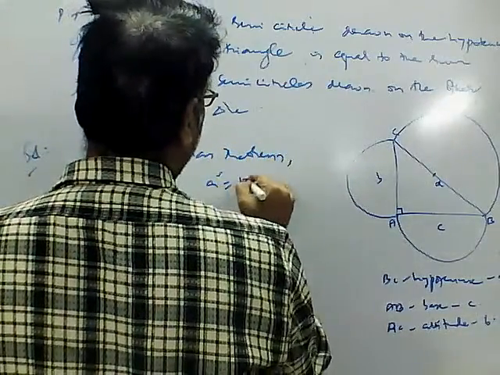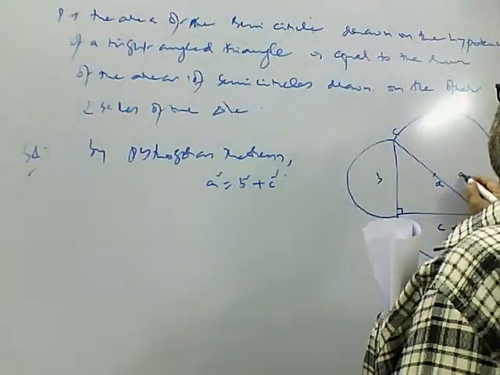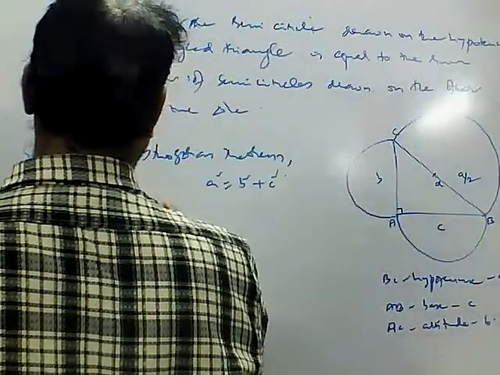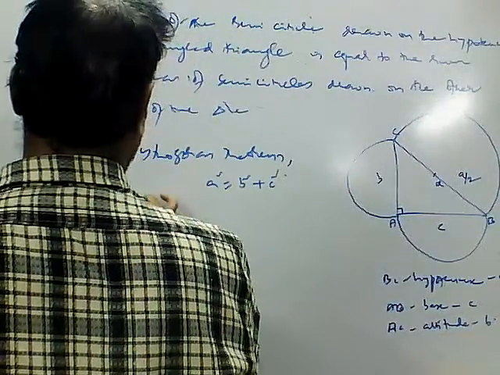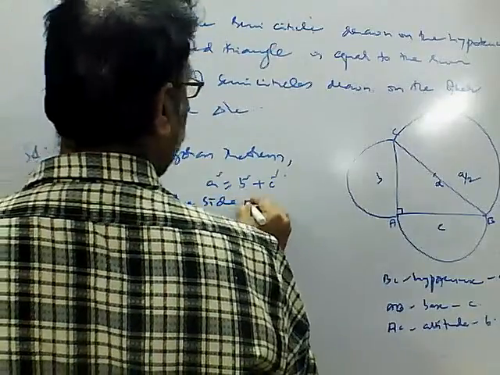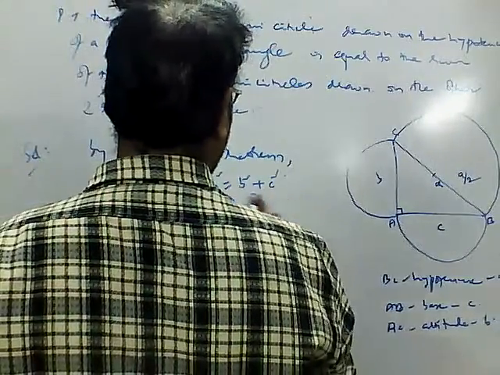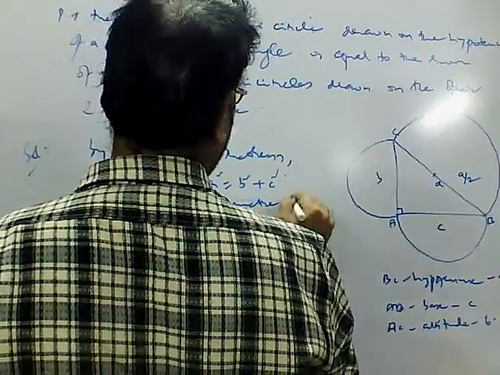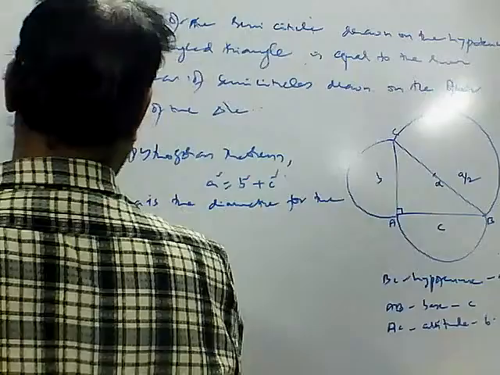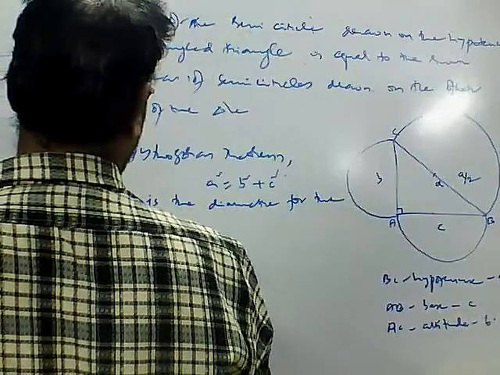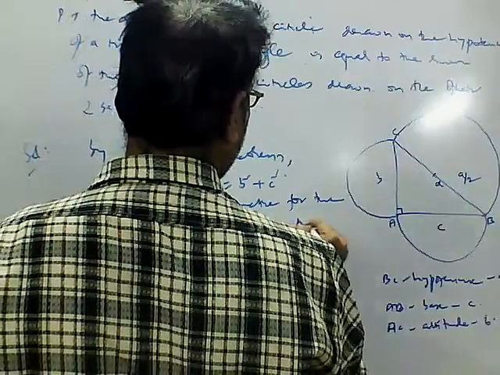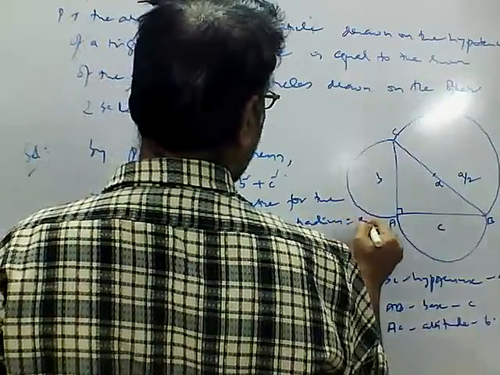A square is equal to B square plus C square, because you know it. Now A square is the side, so what is the radius of this semicircle? A by 2. If A is the side of the hypotenuse, A is the diameter for the semicircle drawn on BC, and the radius is equal to A by 2, right?